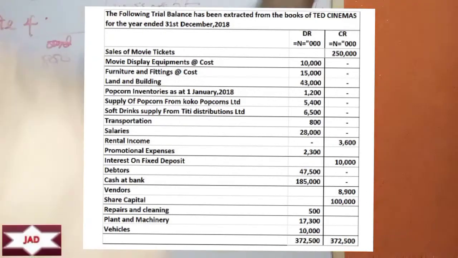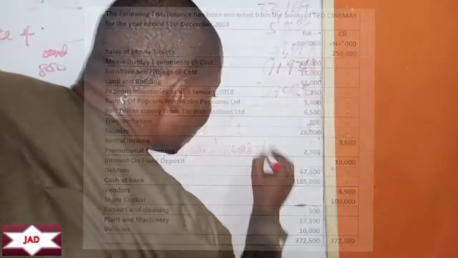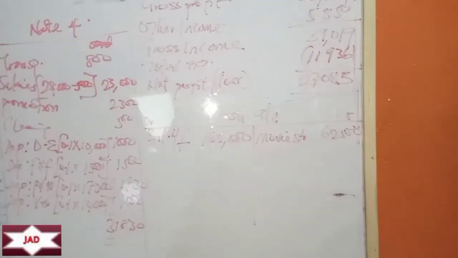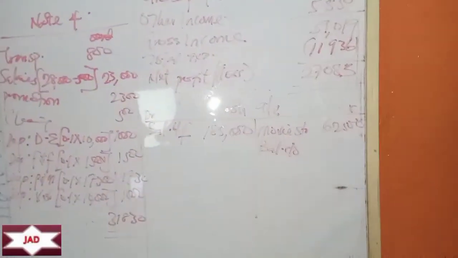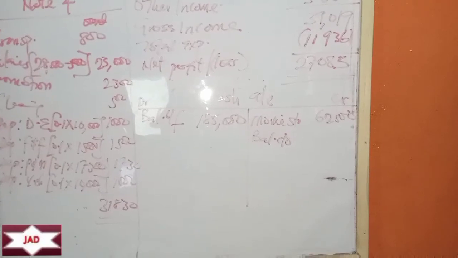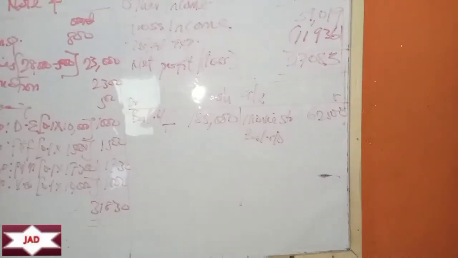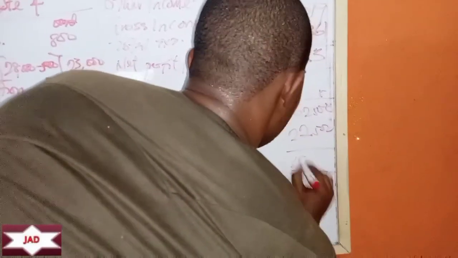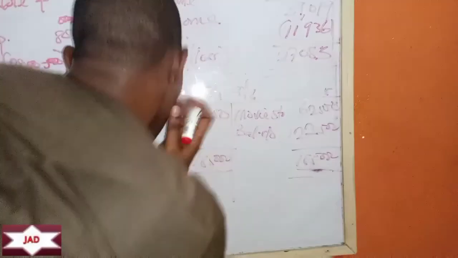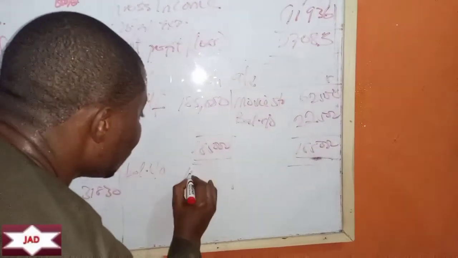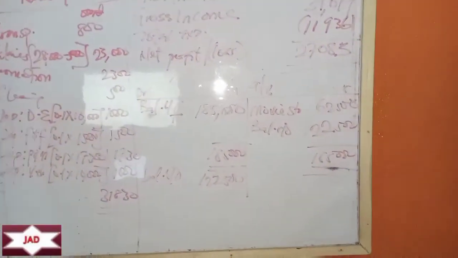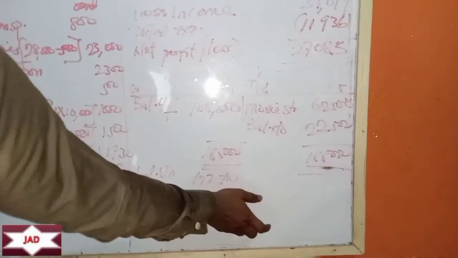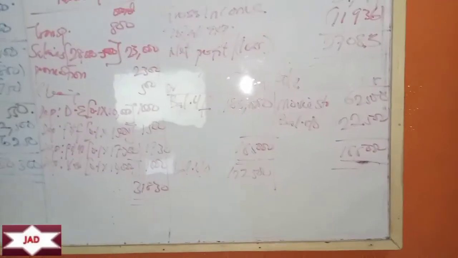So if you pay, remember, in your cash book, your credit, pay movie studios. How much do you pay movie studios now? 62,500. They ask, what is the cash balance after paying movie studios? So we have balance carried down, which is 185,000 minus 62,500. We have 122,500. So we have balance brought down here to be 122,500. After paying movie studios their money, the cash that we'll be having is 122,500.